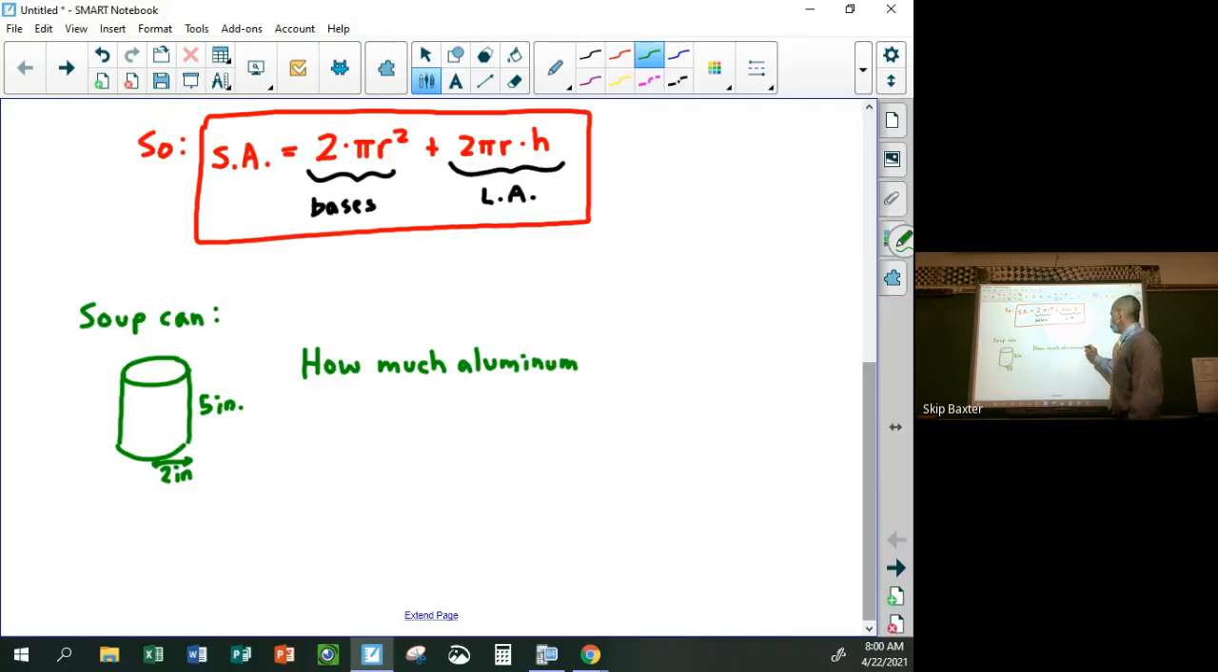So how much aluminum is required to manufacture the can?